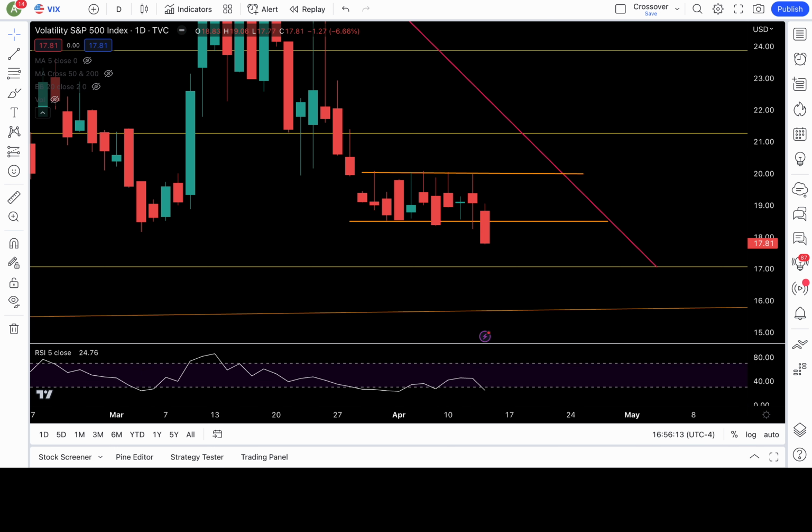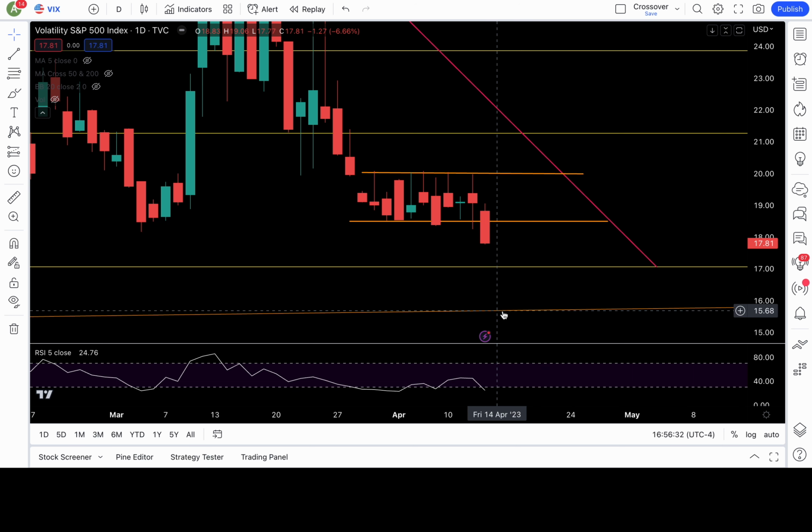Okay, and here is the VIX. Finally, it feels like it's been so long. Like, what has it been, 2-3 weeks? Finally, VIX broke out of the chop range. Okay, as long as VIX is below 18.5, stay bearish on the VIX.